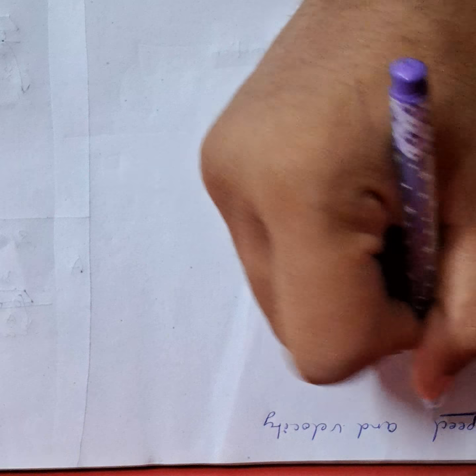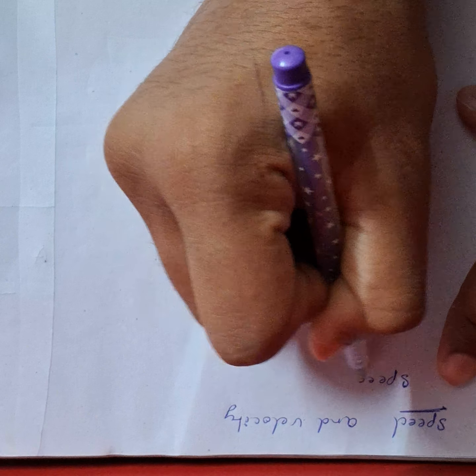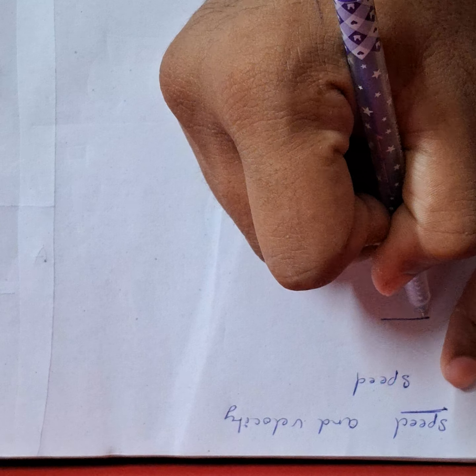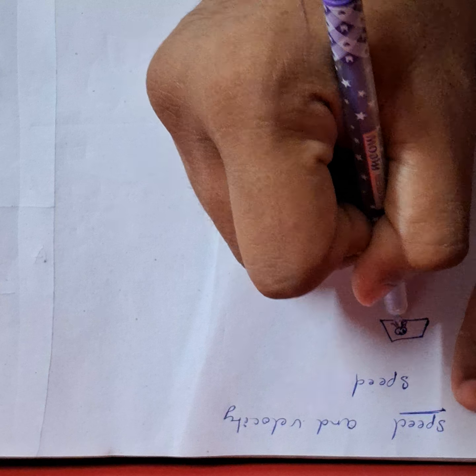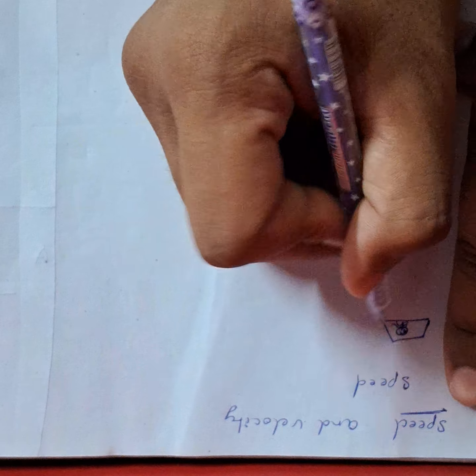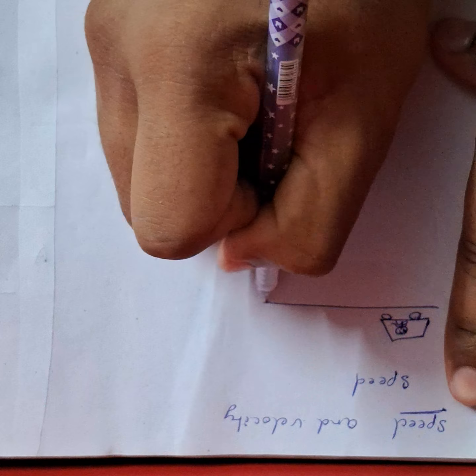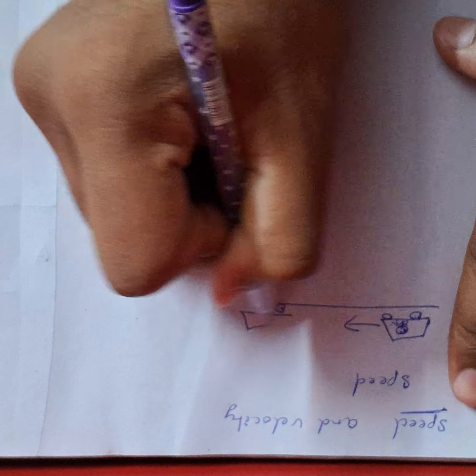Let's learn about speed. So what does speed mean? Let's say a car is traveling with the speed of 100 meters per second. There is a car, and you are traveling in it. You are driving that car, or you have been seated in that car. So you started traveling from here to here.